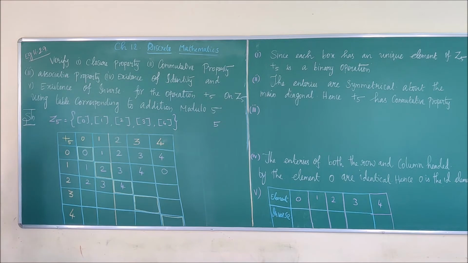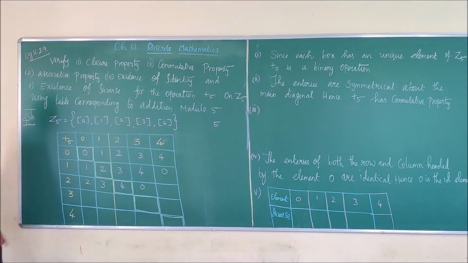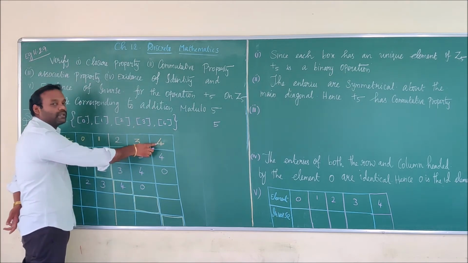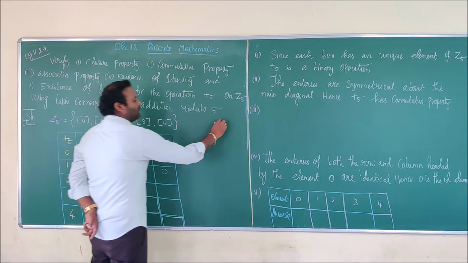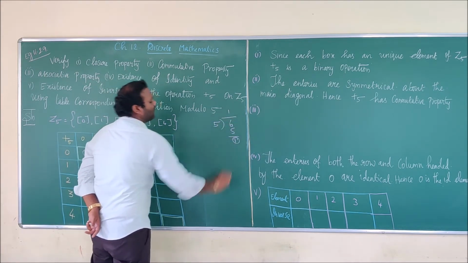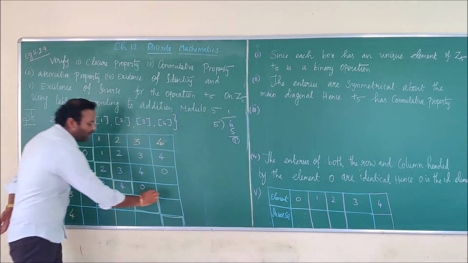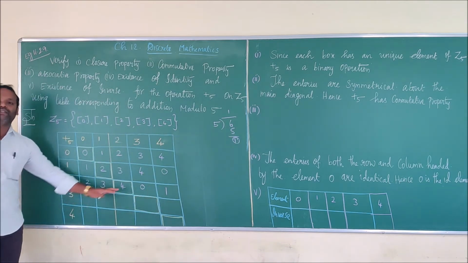When you are dividing 5 by 5, the remainder is 0. Okay. Next, 2 plus 4 is 6. When you are dividing 6 by 5, 1 times 5 is 5, so the remainder is 1. So you have to write the answer as 1. Okay. After that, it is easy to fill the elements.